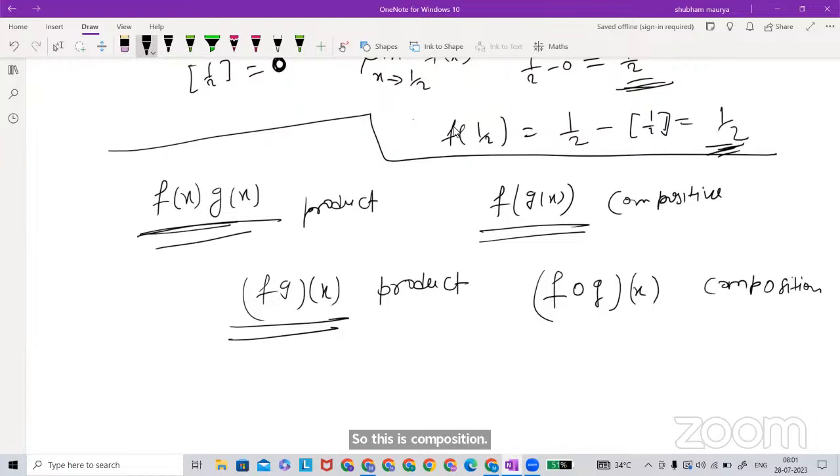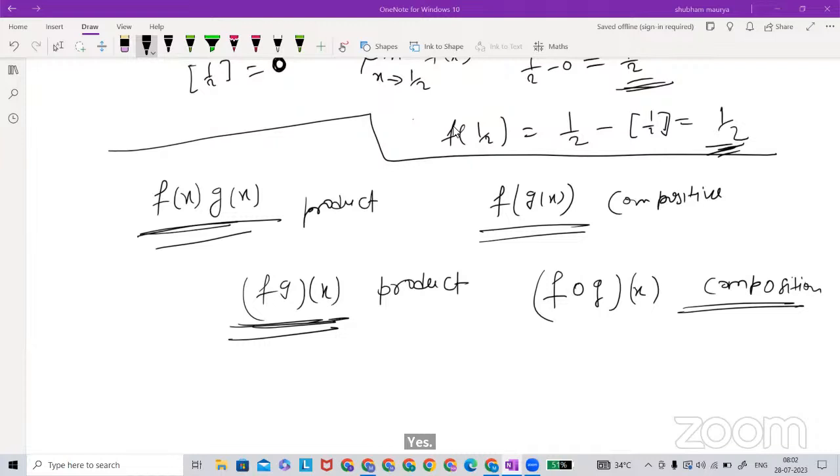Okay, thank you, sir. It's clear now. This is composition and this is product. Yes, Manish, do you have something? I have a small doubt in log. Yes, sir, what is your doubt?